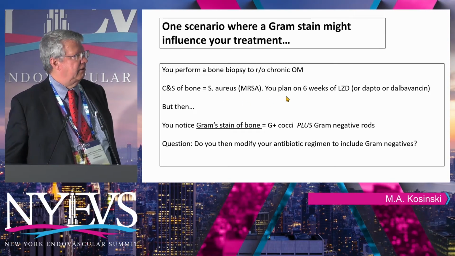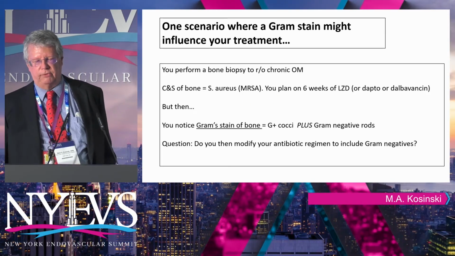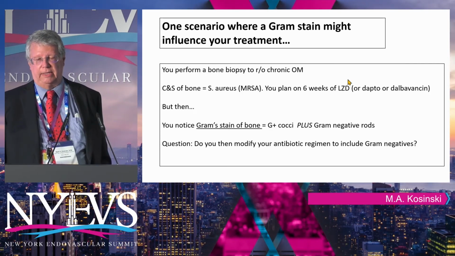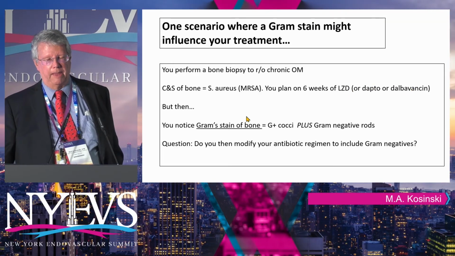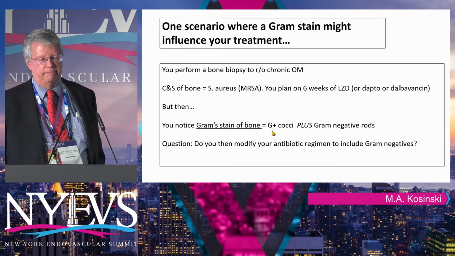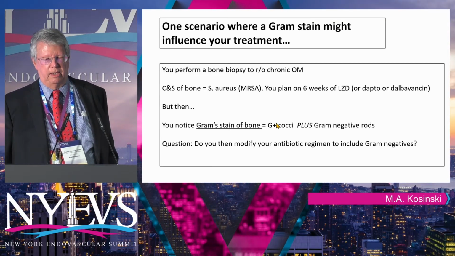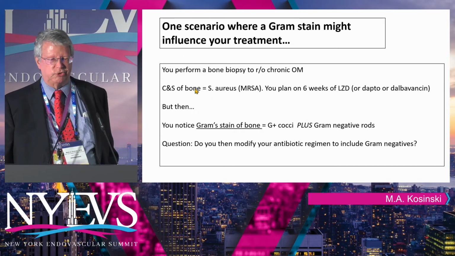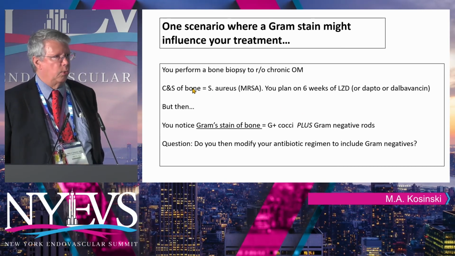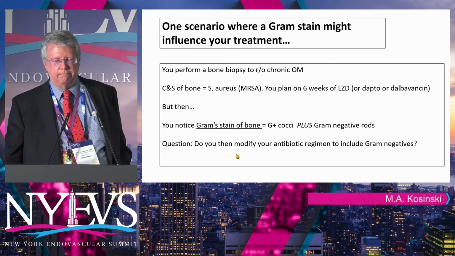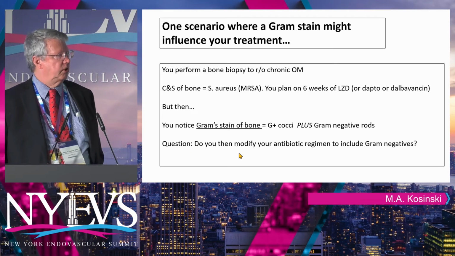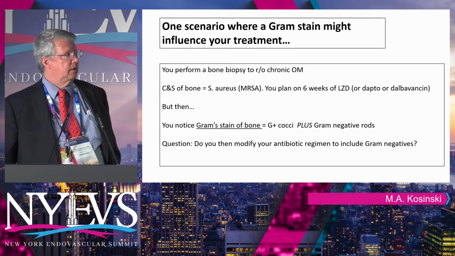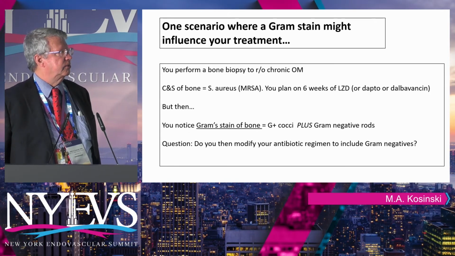So now you're planning for 3 weeks or 6 weeks or what have you on an MRSA active agent, but a pure Staph active agent like linezolid or Dapto or dalbavancin. But then you do a gram stain of the bone, and you see gram-positive cocci, which would account for the Staph aureus, plus gram-negative rods, which weren't in the CNS. And now my question is, now what do? Do you then modify your antibiotic regimen to include the gram-negatives that you saw in gram stain but didn't grow on culture? And if you don't, well, then why did you do the gram stain in the first place?